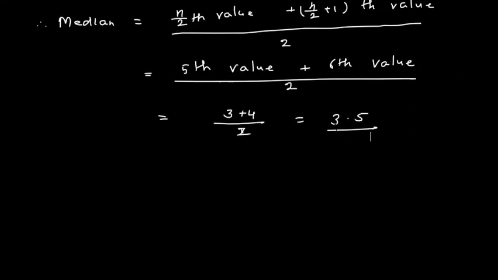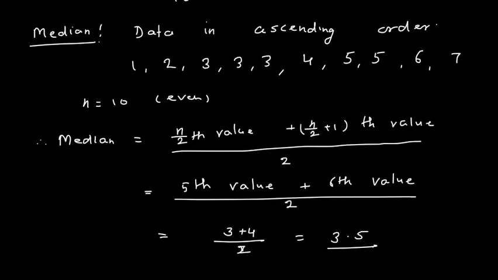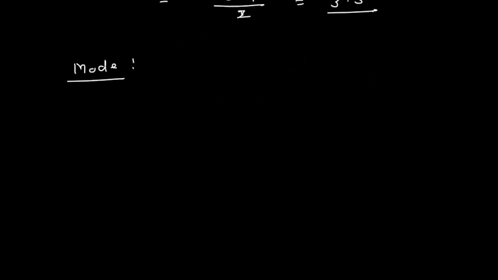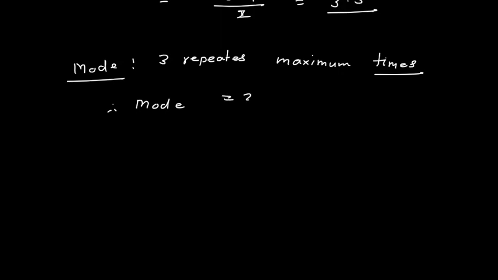Mean is 3.9, median is 3.5, and what about mode? Mode is the data which comes the maximum number of times. So here 3 repeats the maximum number of times, 3 repeats 3 times. How many times it is repeating doesn't matter; what is repeating is what matters. 3 repeats the maximum number of times. Therefore your mode for this data is 3.